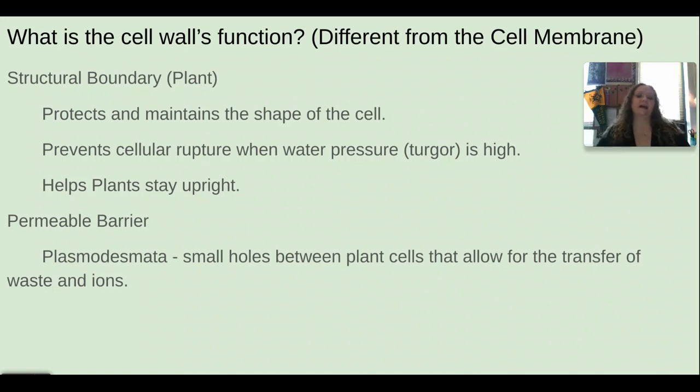water pressure is high, such as when turgor gets too high. In addition, especially with things like plants and fungi, it's going to help it stay upright. It's actually providing structural support to the entire organism. But it's also a permeable barrier. It has these tiny pores, these small holes called plasmodesmata, and they occur between the plant cells, and it actually allows for waste and water and ions to move freely back and forth between cells.